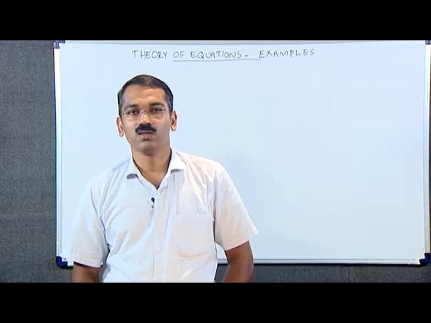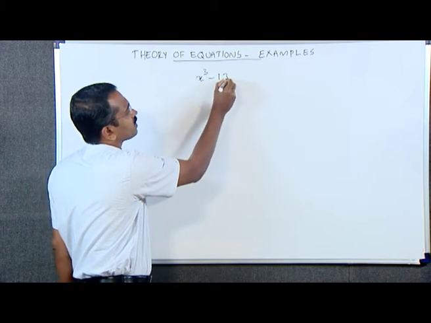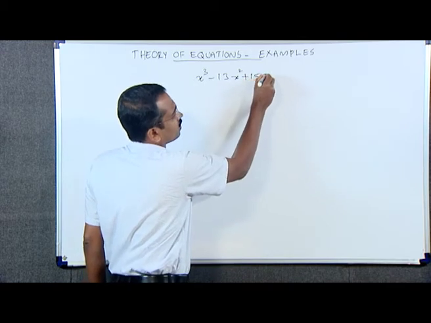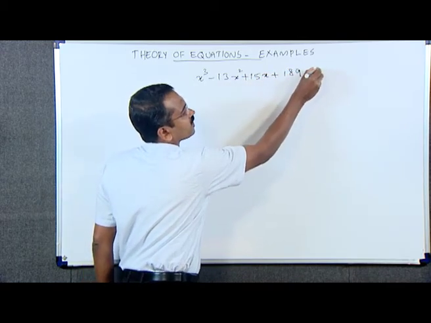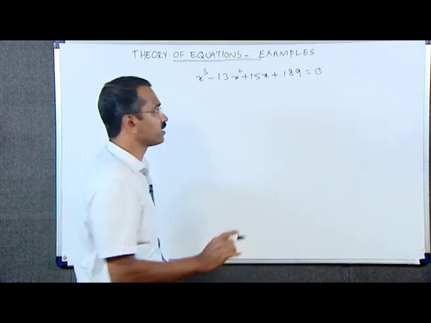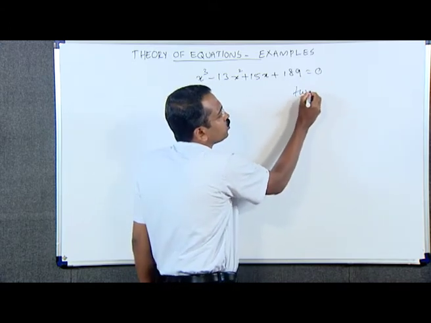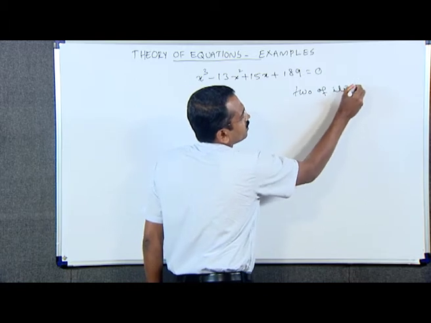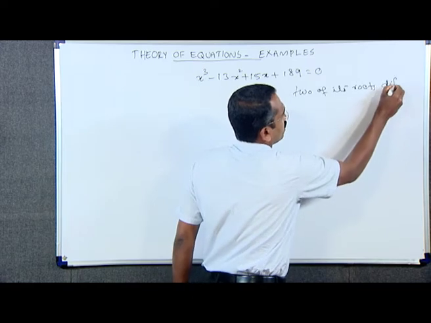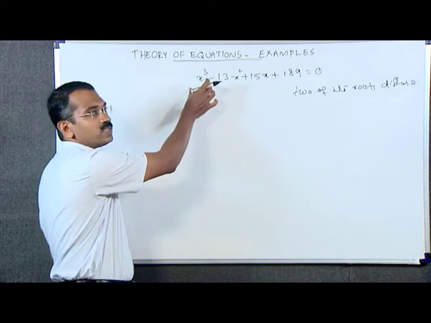First one is, solve the equation x cube minus 13x square plus 15x plus 189 is equal to 0, given that two of its roots differ by 2. A condition is given, which is two of its roots differ by 2. This is the given condition. We have to solve this equation.